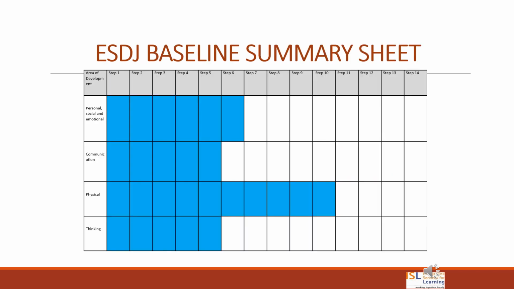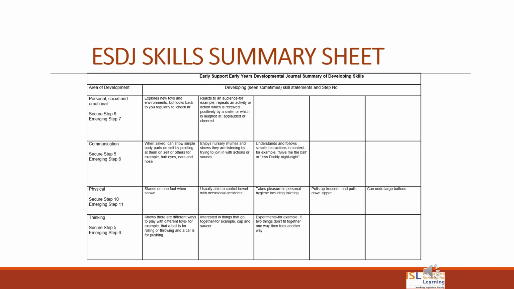Early Support Developmental Journal Baseline Summary Sheet. Once you have completed the full assessment, you should transfer the information onto the summary sheet at the front of the document. You should populate only the achieved skills. Early Support Developmental Journal Skills Summary Sheet. You should use the Skills Summary Sheet in your resource pack to plot the developing skills, as these are the skills that will inform our plan.